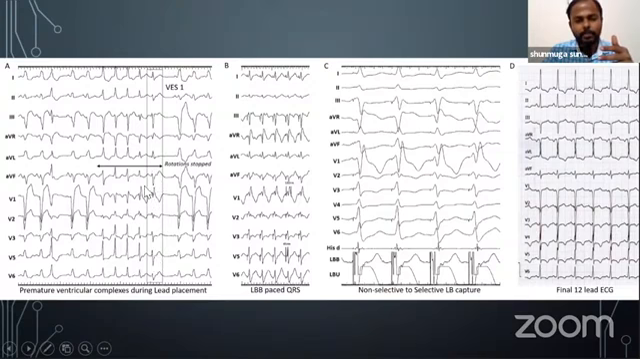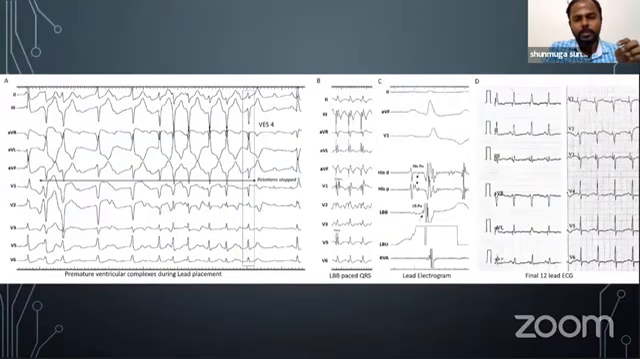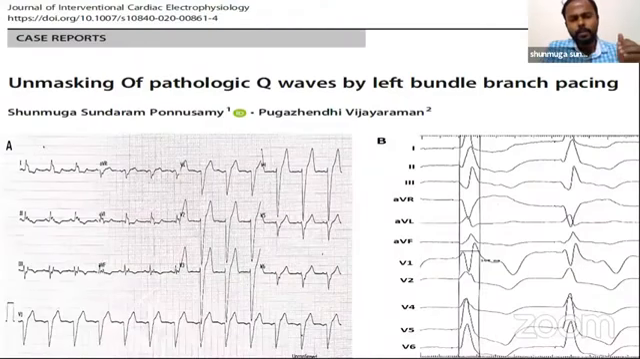When I see that all these criteria are satisfied, I can confirm that the left bundle is captured. That means I need not give turn by turn. I just have to give rapid rotation and watch the paced VPC morphology. Once I get this RSR pattern, I stop giving further turns, and we can see the paced QRS morphology, and that will confirm that I have captured the left bundle. So this is yet another way of capturing the left bundle, by observing the PVCs generated during the implantation technique. Of course, it has a lot of other benefits.